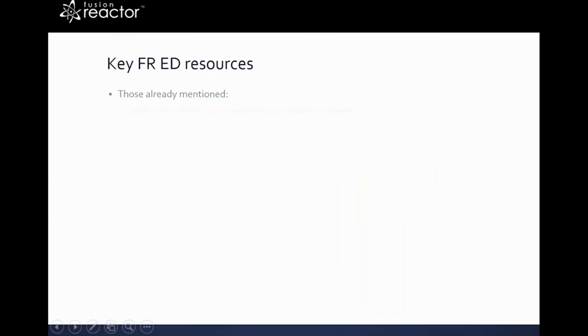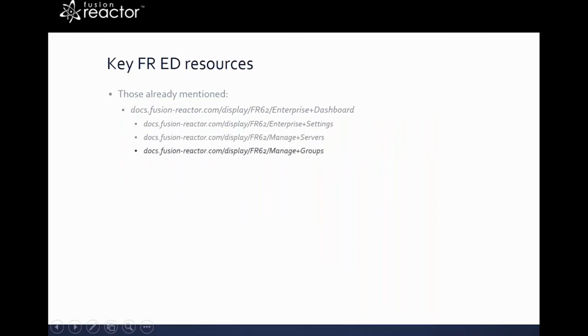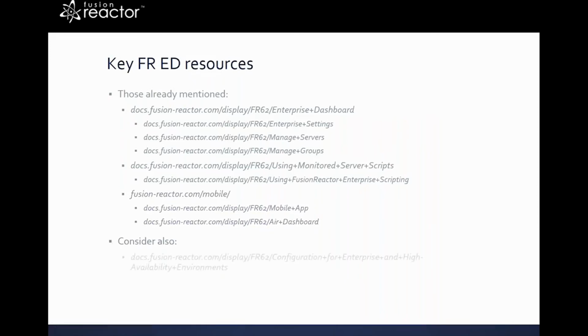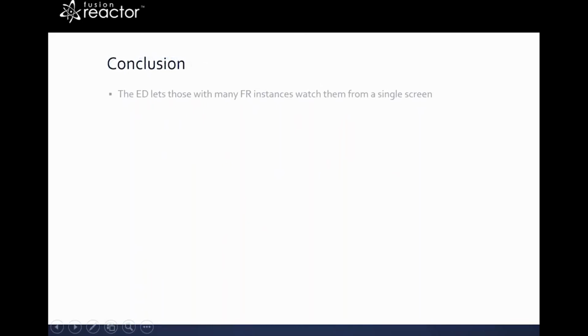And I've mentioned several of these resources. I just gathered them up for you, again, if you were to get this later. So grouping by settings, grouping by scripting, the mobile and Air app stuff. And then one other thing is there is a doc called Configuring FusionReactor Enterprise and High Availability Environments. So some of you will be intrigued to learn some of what's discussed in there. It's a little bit more than what I talked about. Nothing I needed to draw out in particular.